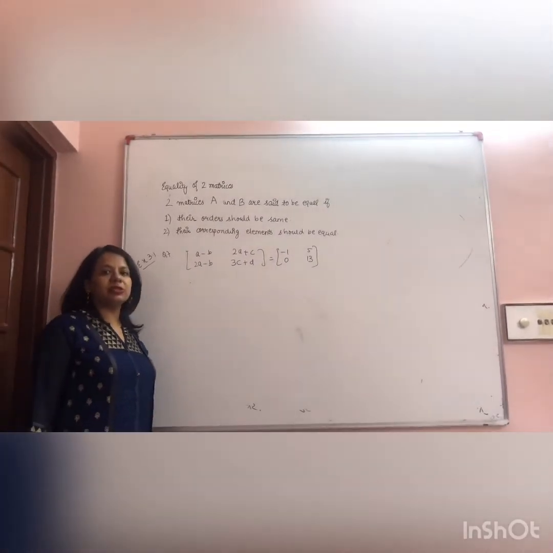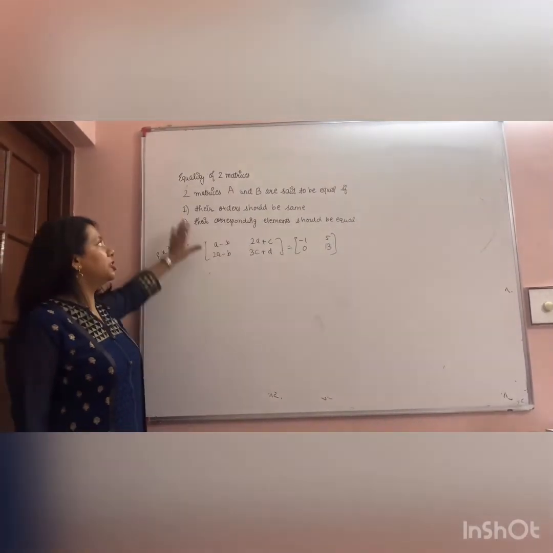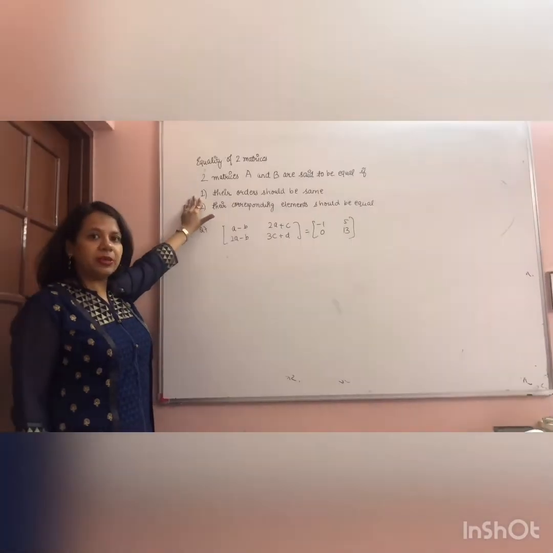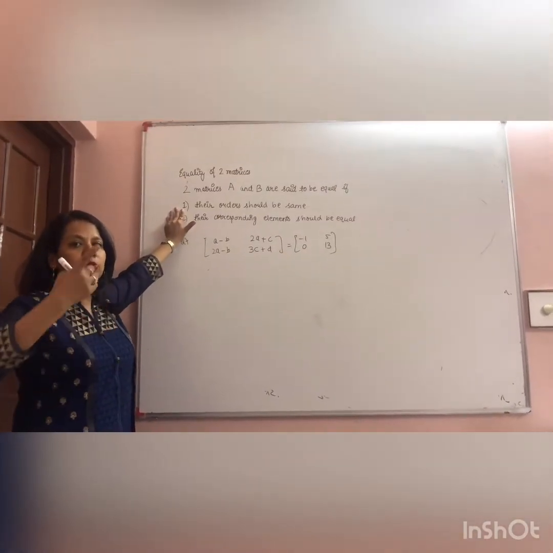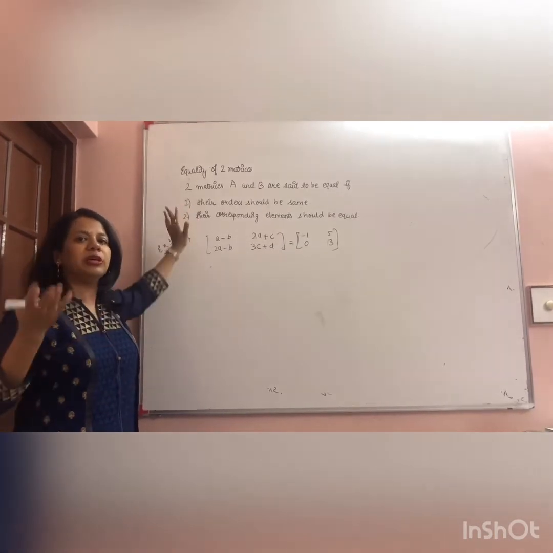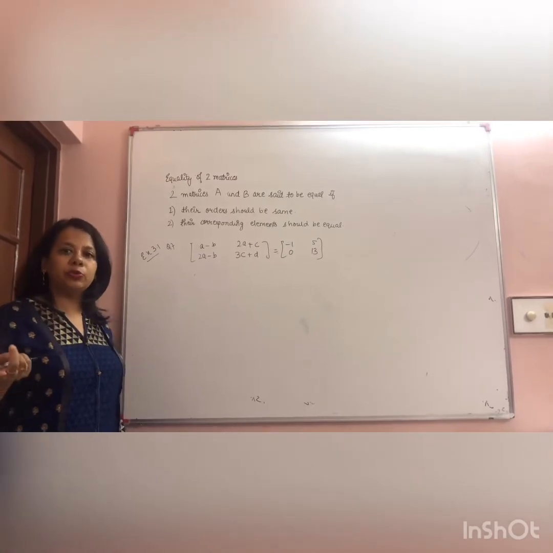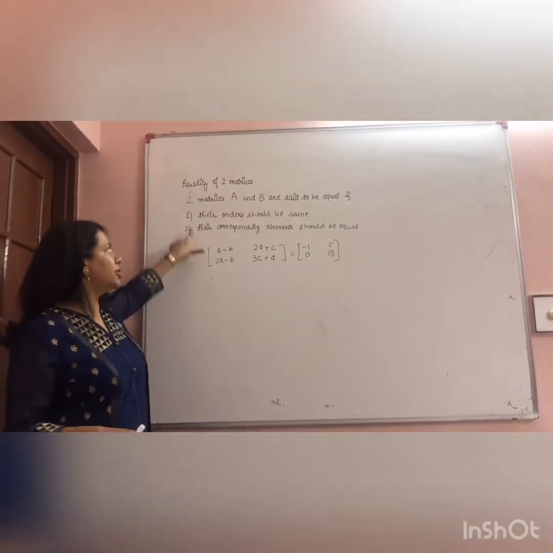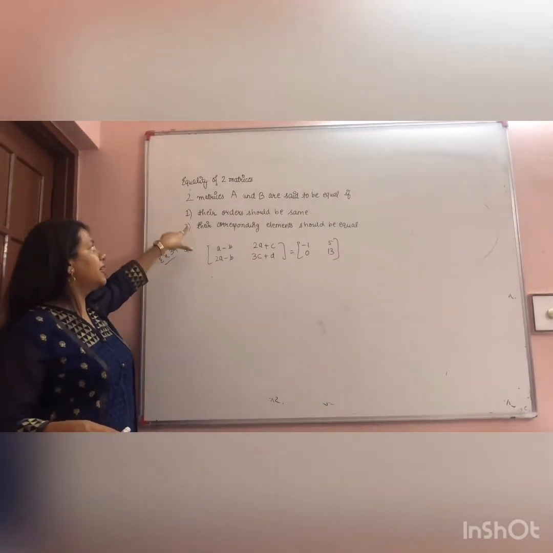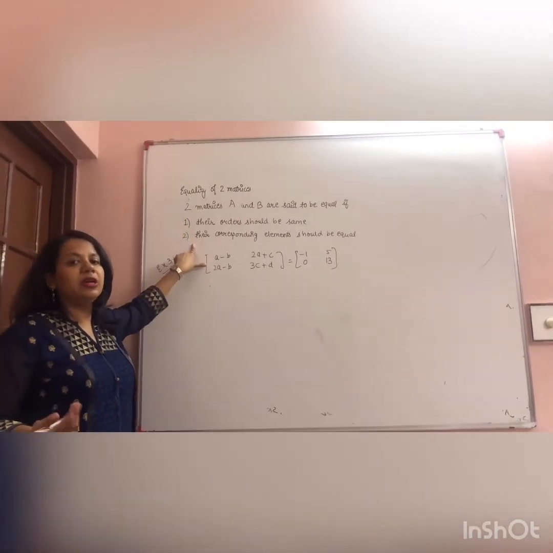Equality of two matrices. When are any two matrices said to be equal? First condition is that their orders should be the same. That means you can compare a 2 into 2 and a 2 into 2 matrix only, or a 3 into 3 and 3 into 3 matrix. You cannot compare a 2 into 2 and 2 into 3 matrix. So the first condition is their orders should be same, and the second condition is that their corresponding elements should be equal.